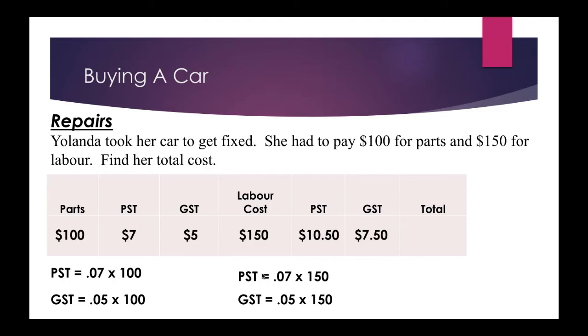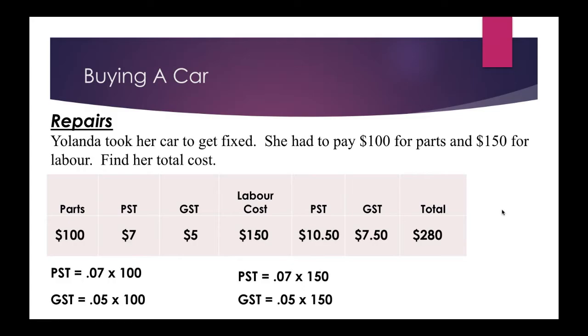So now, how much does Yolanda have to pay? Nice and simple. You take the $100 for parts, add the $7 for PST, add the $5 for GST, add the $150 for labor, add the $10.50 PST, add the $7.50. That's right, add them all up. And you get $280 you're going to have to pay to your mechanic. You now drive away after paying $280. The mechanic has all your money.